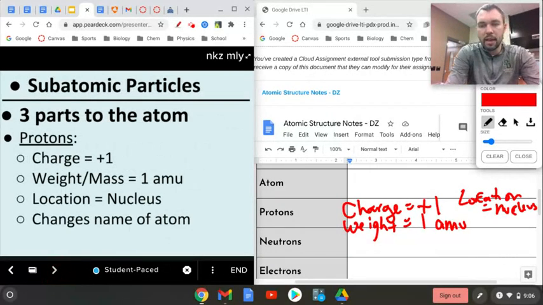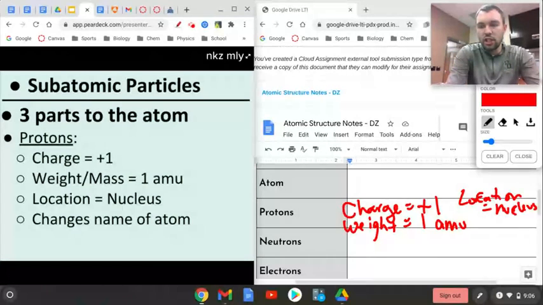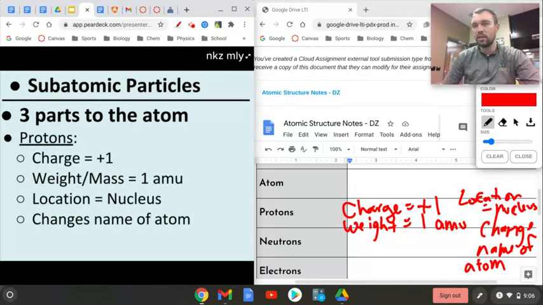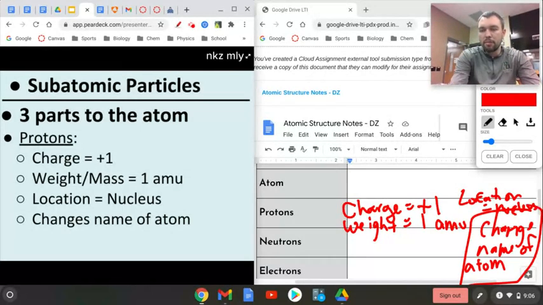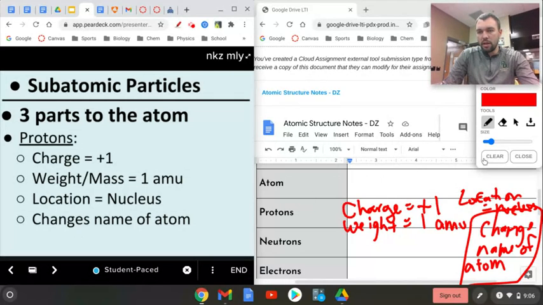And the last thing, a special property for protons: they change the name of the atom. If we have one proton, it's got a certain name. If we have two protons, it's a totally different name, and it actually behaves totally differently than it did before, even if the only thing we changed is one tiny proton. If we add one or subtract one away, the atom behaves completely differently. That's the special property of protons. They change the name of the atom.